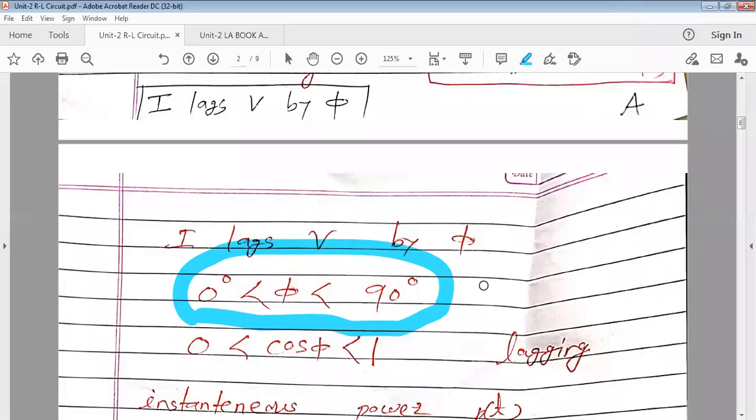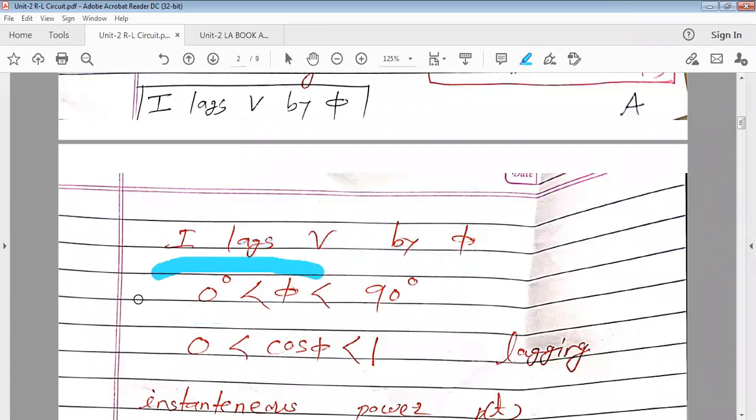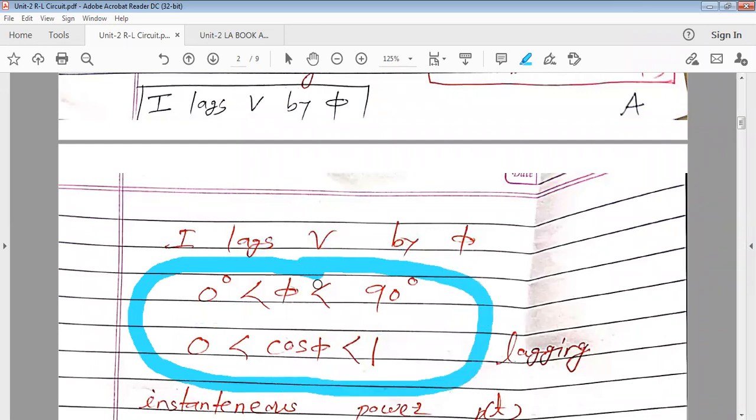So phi is always greater than 0 degrees and less than 90 degrees. As phi is greater than 0 and less than 90 degrees, cos phi also will never be 0 or never be equal to 1 for series RL. It will always be greater than 0 and always less than 1. Power factor. And I lags V by an angle phi, where phi is greater than 0 and less than 90 degrees.